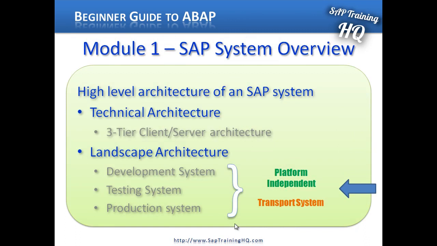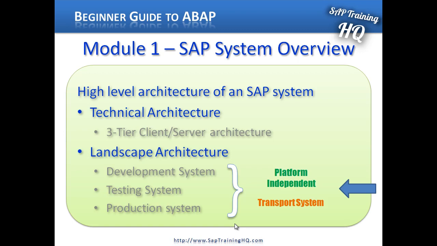Now let's quickly discuss a typical landscape architecture. Now I say typical, but you'll find that when you work with SAP, there is no typical, in inverted commas, landscape architecture that most companies use. What you do find that's very common is you'll find a development system, you'll find a testing system, and then you'll find a production system.